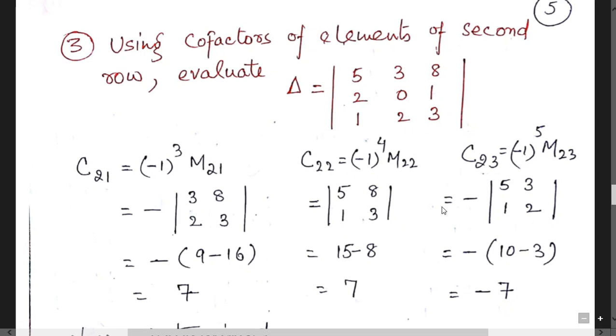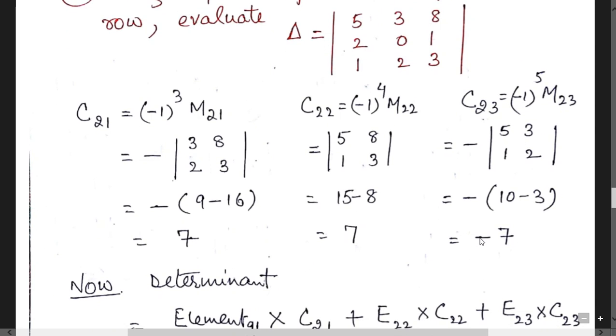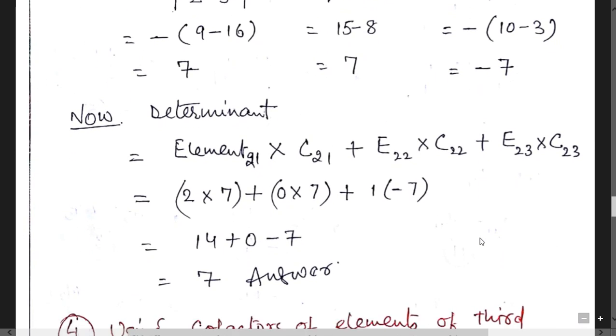This value is same as it is. Then 2 3, it's negative this value. And you can delete this value and 5 3 1 2 is there. You can calculate easily. These three values are there. Now how to calculate the determinant?